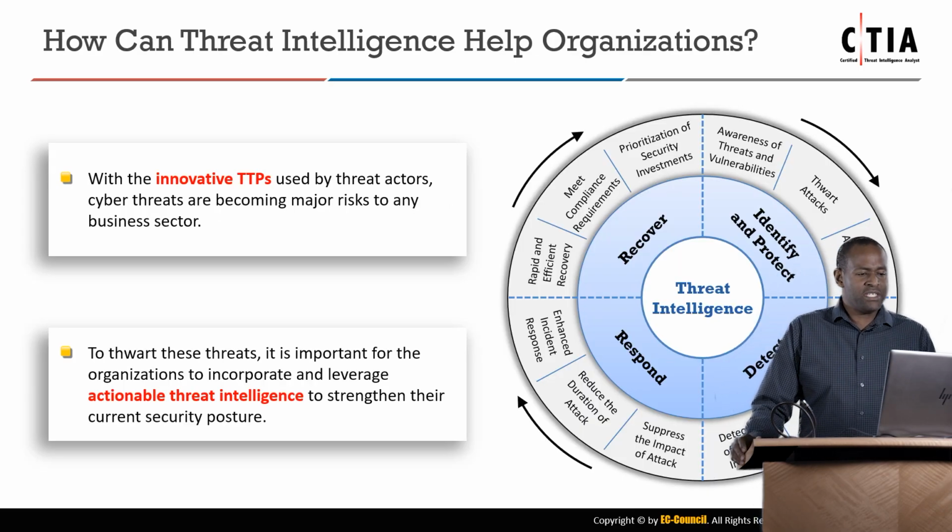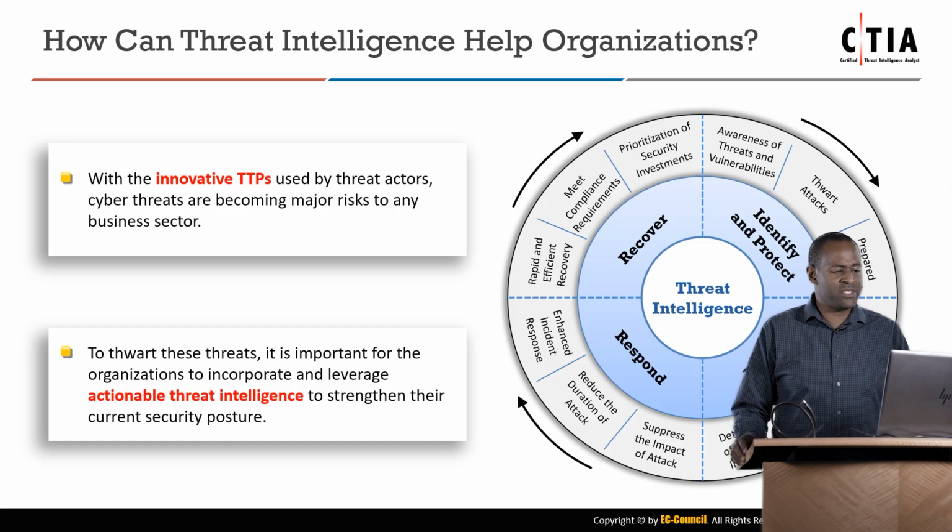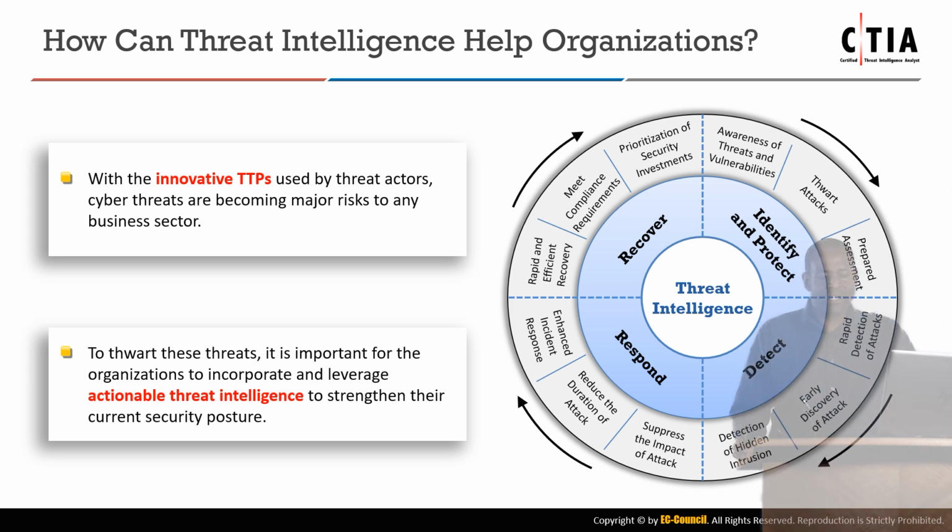So, in our continuing look at how threat intelligence can help organizations, let's look at the threat intelligence wheel that we see here. All right, so the first thing we look at is identify and protect. So we have an awareness of threats and vulnerabilities. We know that they're out there. We know what some of them, or even most of them, are specifically. And then we want to identify those and use those to thwart attacks. At the upper right quadrant here, right? Identify and protect. We also want to prepare an assessment of what those vulnerabilities and threats are.